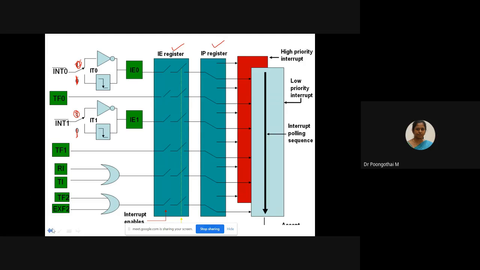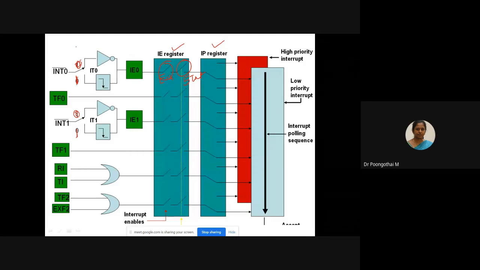And the other is global control, which is done by EA. So with EA, we have one switch, and this switch is for your 5 individual interrupt sources. So the first switch is the global enable, and the second one is the individual interrupt control.